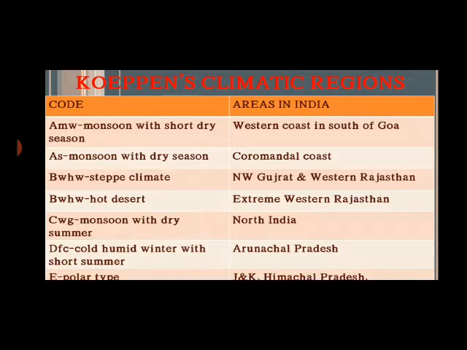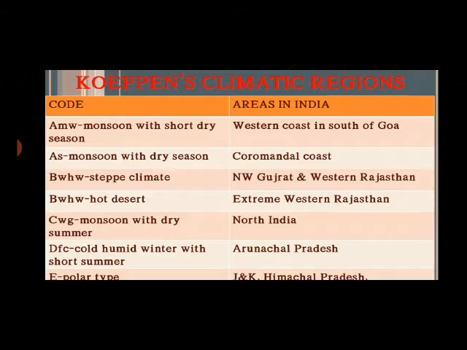AMW, which stands for monsoon with short dry season, is found on the western coast south of Goa. AS, that is monsoon with dry season, is found on the Coromandel coast. BSHW, also known as the steppe climate, is found in northwestern Gujarat and western Rajasthan. There is another BWHW, which is also called hot desert. It is found in extreme western Rajasthan.